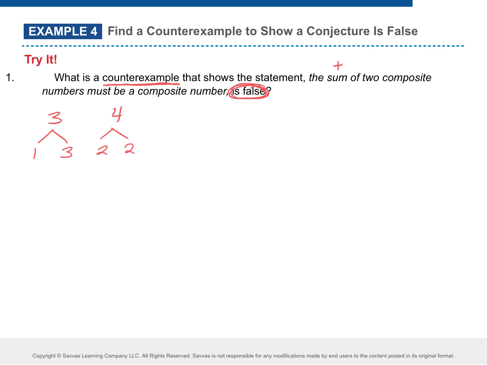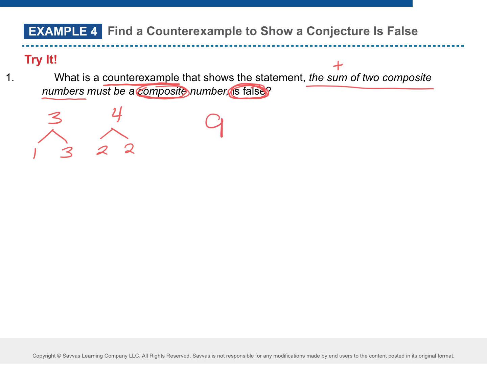The sum of two composite numbers must be. We're going to keep this part. What do we need to change about the end? Prime. Right, we want it to be a prime number to prove it false. Okay, so the sum of two composite numbers must be a composite number, but we want to make that not true. So we want the sum of two composite numbers to equal a prime number to prove it to be false. Try and find it.